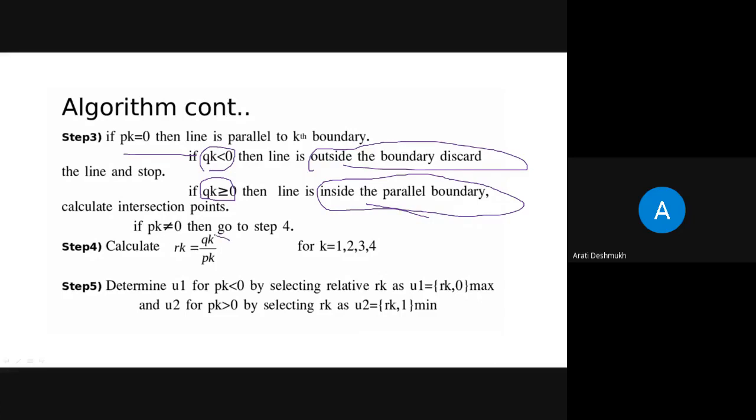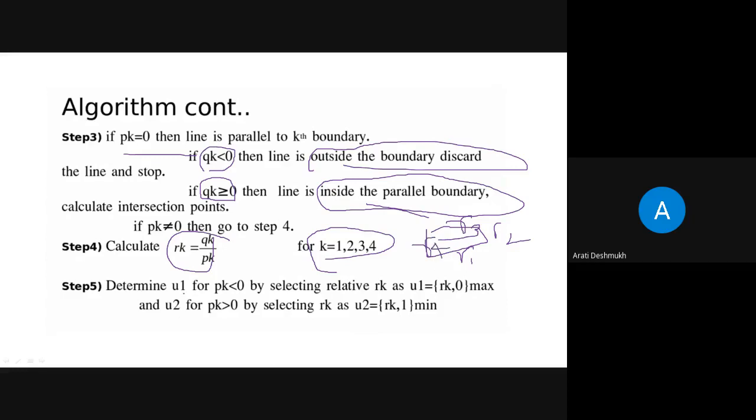After that, we want to find the value of Rk. Rk's formula is Qk upon Pk. What is k? It is 1, 2, 3, 4, because there are 4 lines of a window. So there are 4 values: this is R1, this is R2, this is R3, and this one is R4.